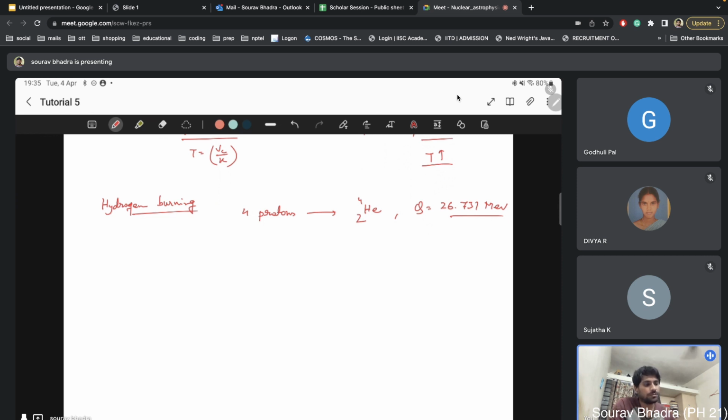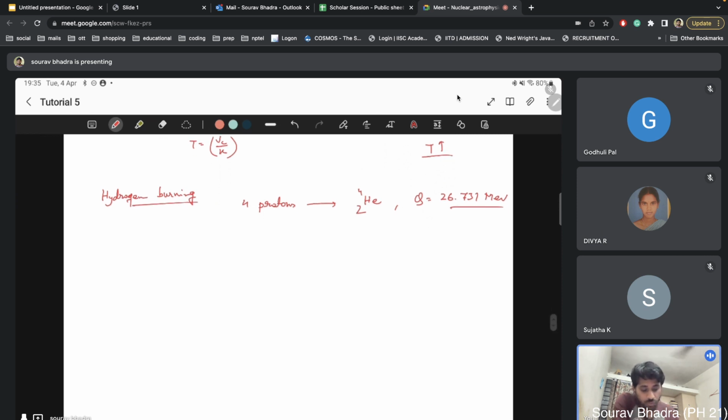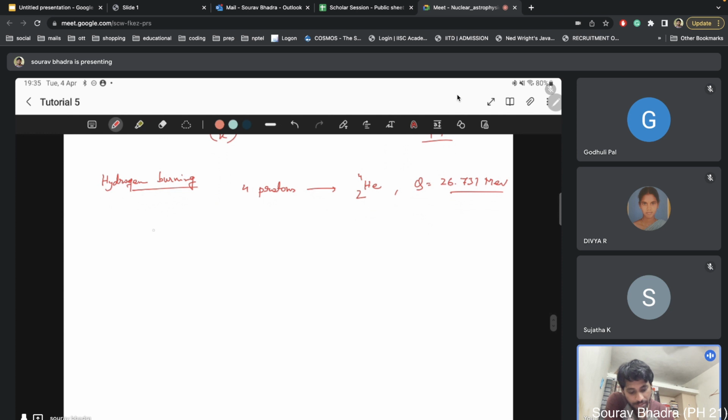Okay. Now, it will happen through different processes. First, 2 protons will react and make 1 deuteron and 1 positron, and a neutrino will be there always. The Q value of this particular reaction is 1.44 MeV. So, in this reaction the deuterium forms. Okay. So, the deuterium has formed, just a second.